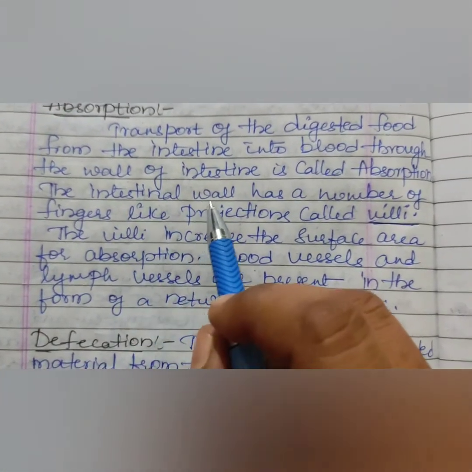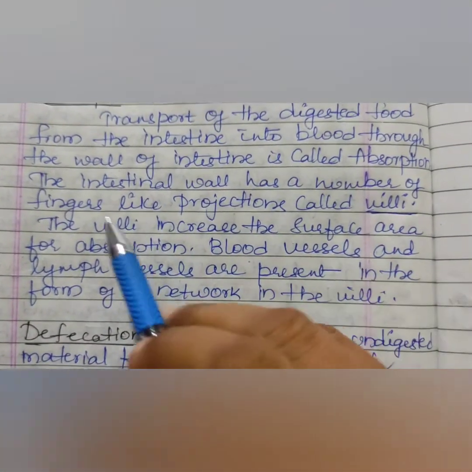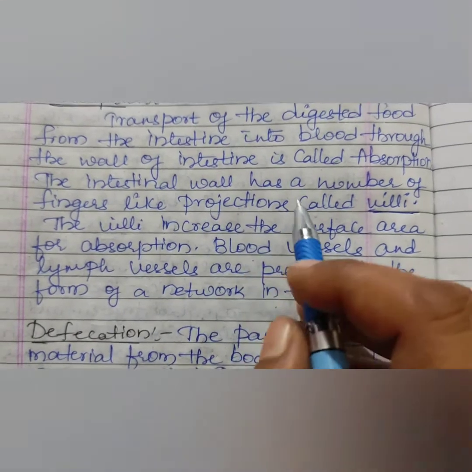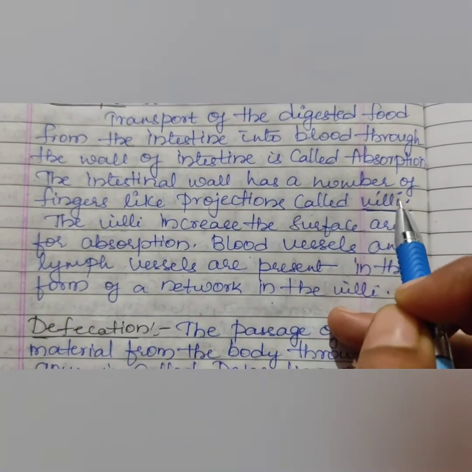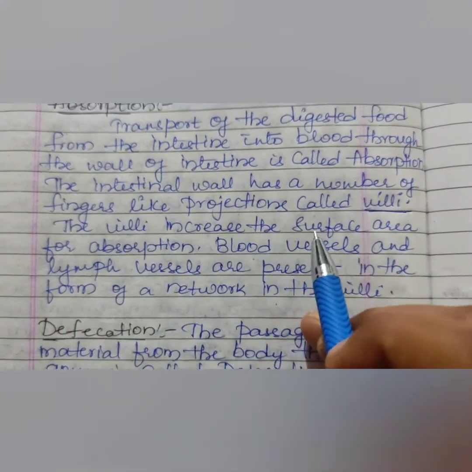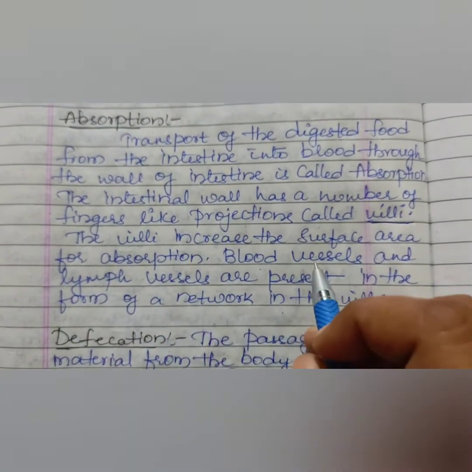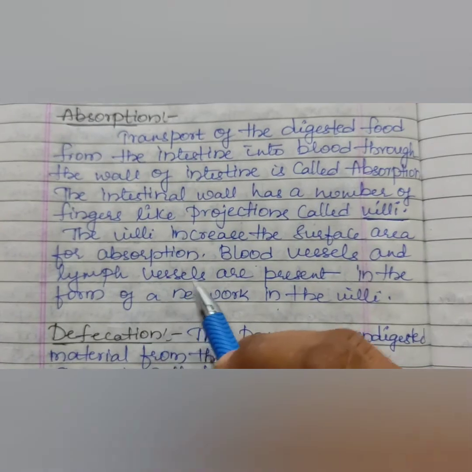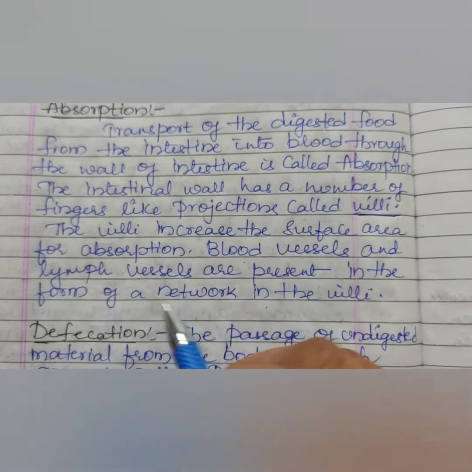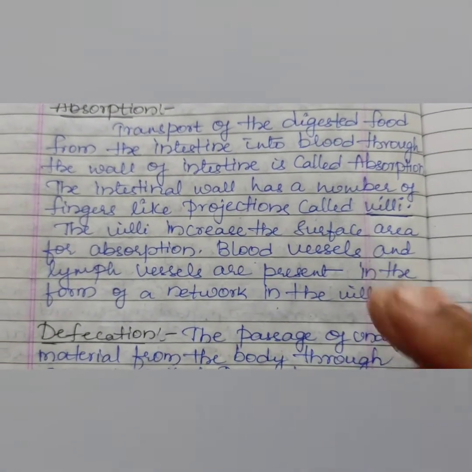The intestinal wall has a number of finger-like projections called villi. The villi increase the surface area for absorption. Blood vessels and lymph vessels are present in the form of a network in the villi.